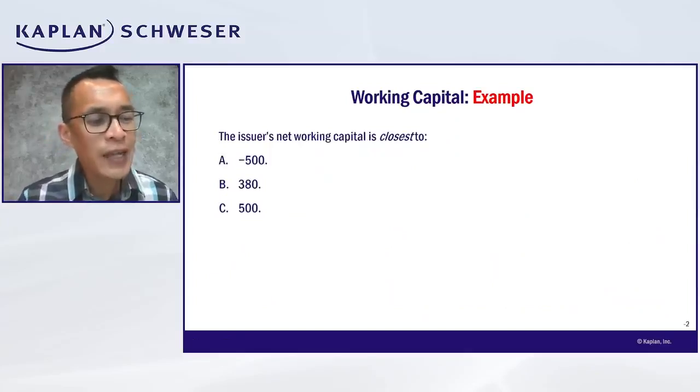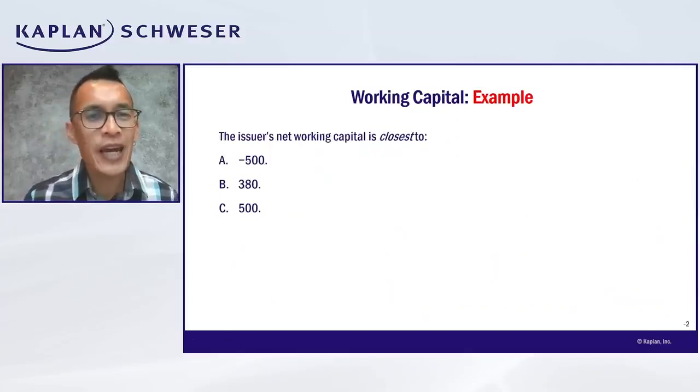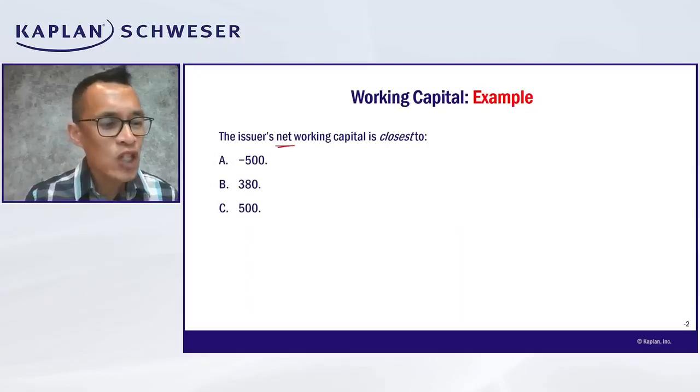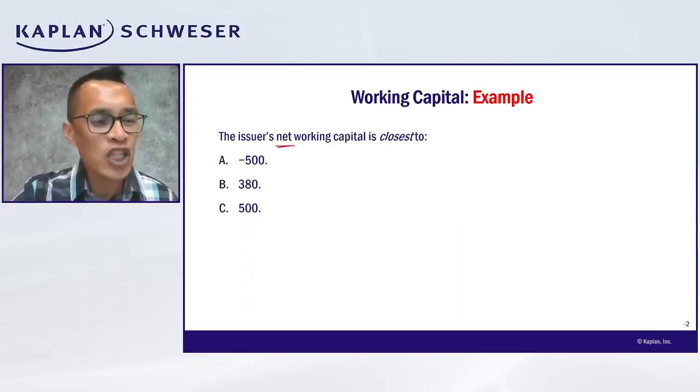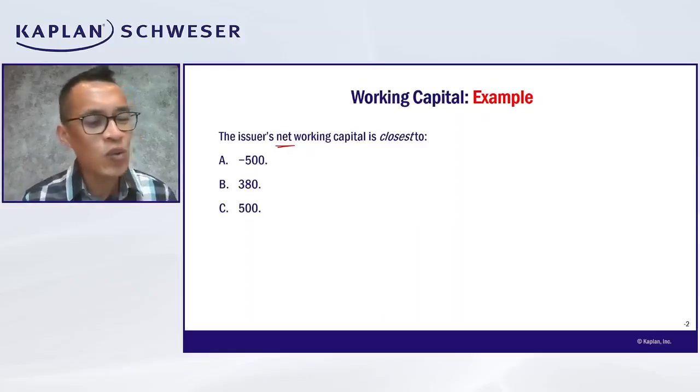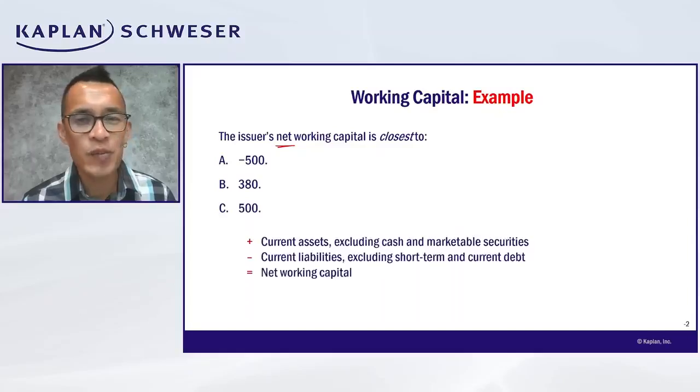The question asks for net working capital. Okay? So recall in this case that we need to exclude cash and marketable securities in the current assets, and we need to exclude any debt in the current liabilities. So therefore, for current assets, we're going to take the accounts receivable, inventory, and the prepaid expenses. And for the current liabilities, we're going to take the accounts payable and the accrued expenses.